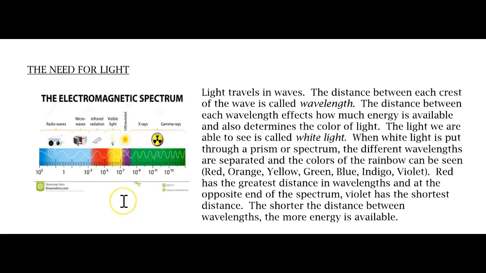So the way that we get that energy is by harnessing that energy from the wavelengths. This light that we see is known as the visible light or white light. And it contains the red, the orange, the yellow, the green, the blue, the indigo, the violet, or the Roy G. Biv. Red being the least amount of energy, and violet being the shortest distance, having the greater amount of energy.